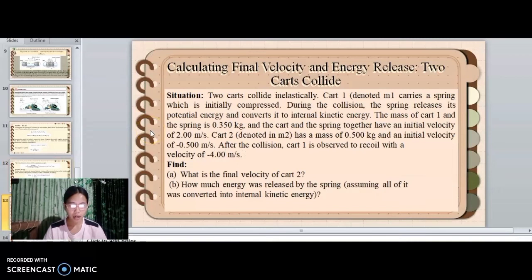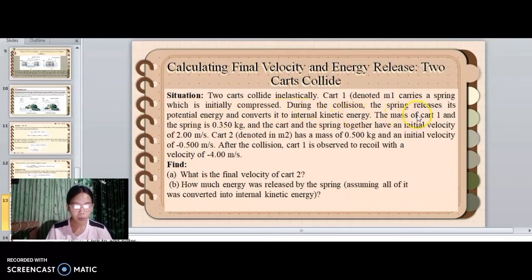Okay, now let's have another example. We are going to calculate the final velocity and energy release when two carts collide. Our situation is that the two carts collide inelastically. Cart 1, denoted as mass 1, carries a spring which is initially compressed. During the collision, the spring releases its potential energy and converts it to internal kinetic energy.